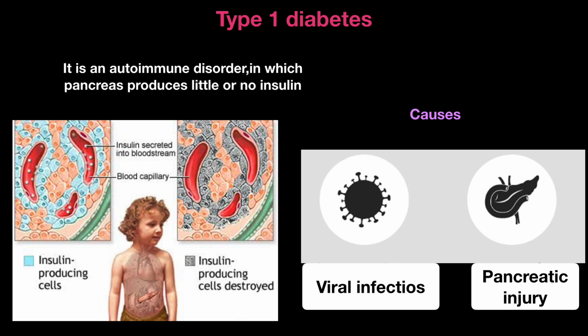Let's see what happens in type 1 diabetes. It is an autoimmune disorder. That means our body attacks itself by mistake, thereby destroying insulin producing cells. So the pancreas is not able to produce insulin. It may be caused by viral infections or pancreatic injury. Any pancreatic trauma or surgical removal of the pancreas may result in this condition. It is more common among children, so it is called juvenile diabetes, but it can occur in both children and adults.